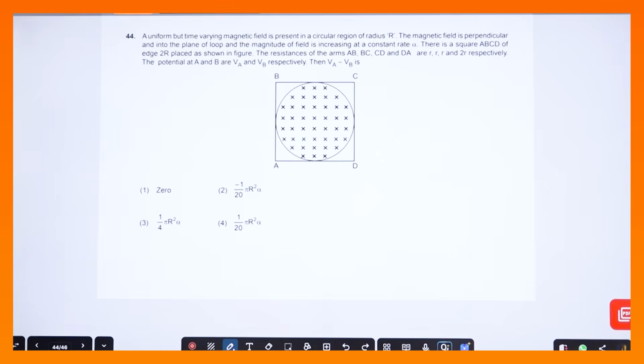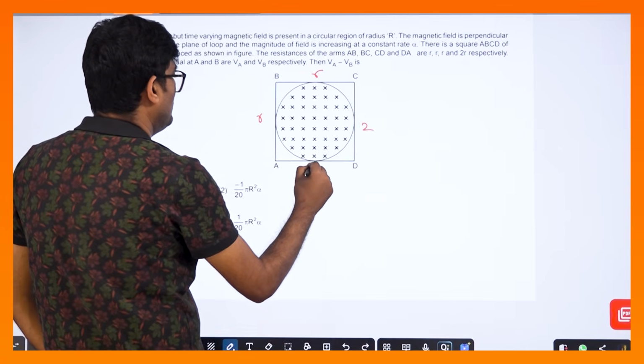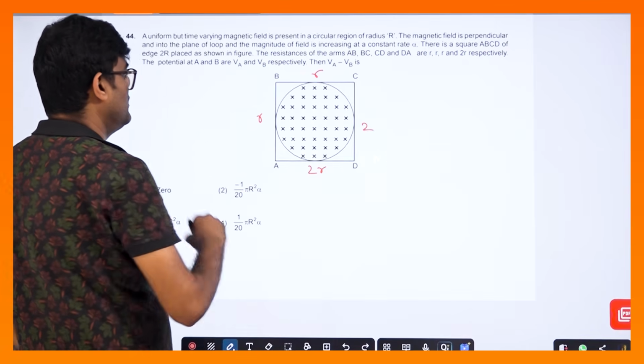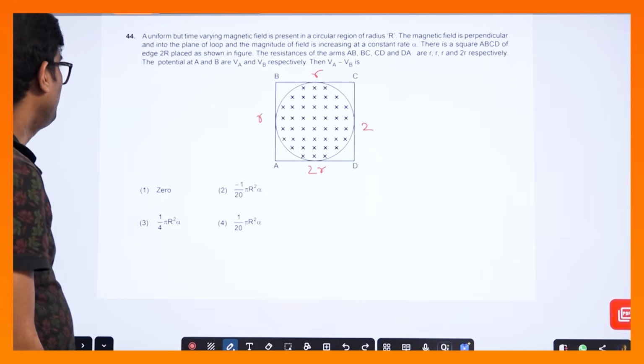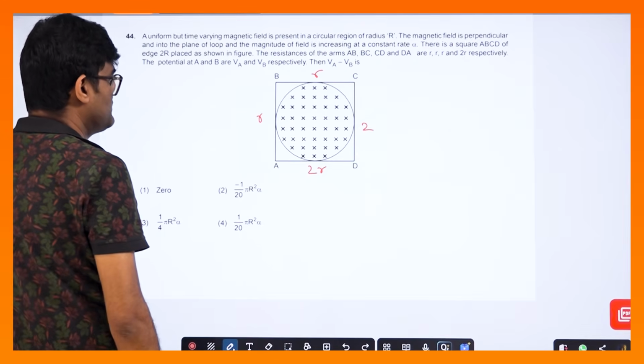A uniform but time varying magnetic field is present in a circular region. The magnetic field is perpendicular to the plane and the field is increasing at rate alpha. A square ABCD of edge 2R is placed. The resistances of AB, BC, CD are given as R and 2R respectively. The total resistance is equal to 5R. What is the potential at A and B, or what is VA minus VB?